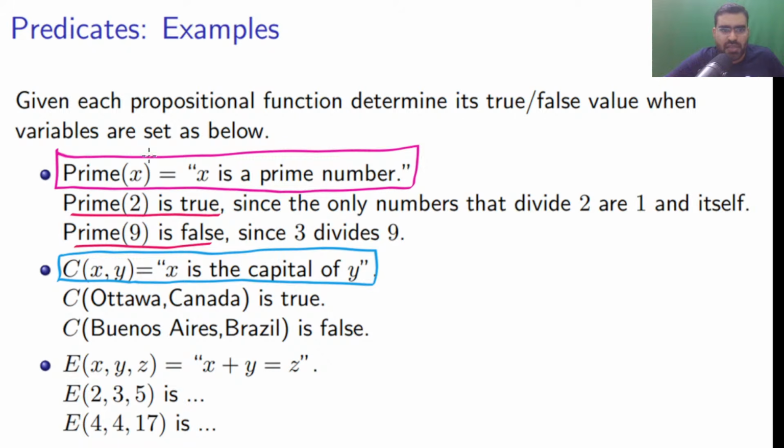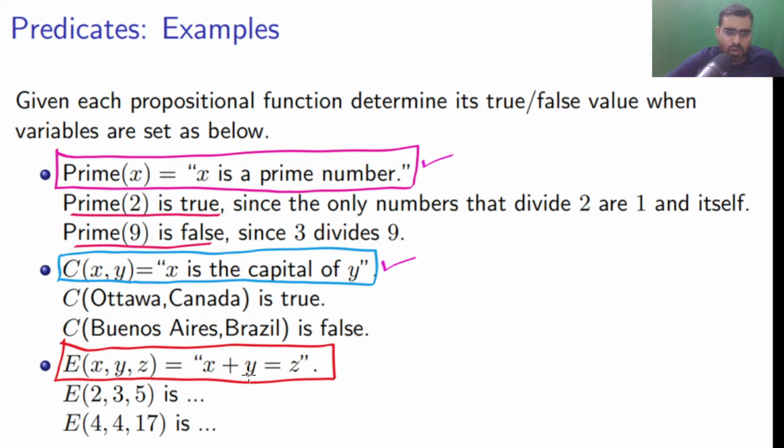So you can see in this predicate we only have one variable. In this predicate we have two variables. You can also have three variables. In this predicate we have three variables. There are a total of three variables. You can see that in this predicate E(x, y, z), there are three variables: x, y, z.